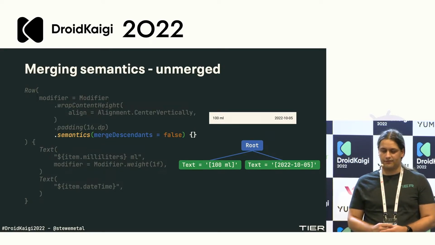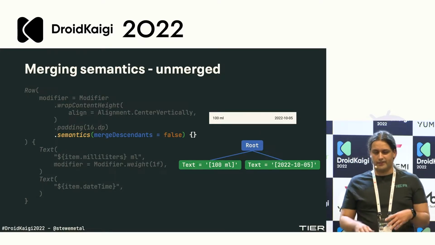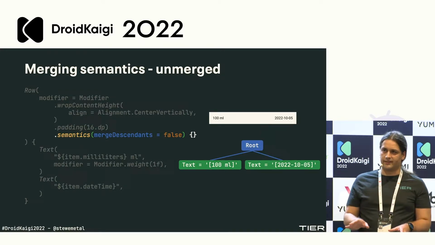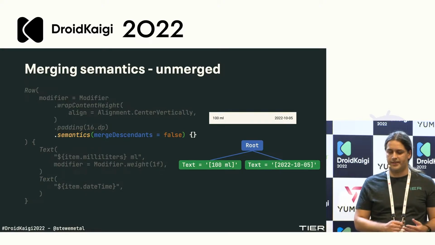So if mergeDescendants is false, then if a node is created, it doesn't do anything to the children. Their children will be untouched. They will be emitted into the semantics tree as is, as defined by them.